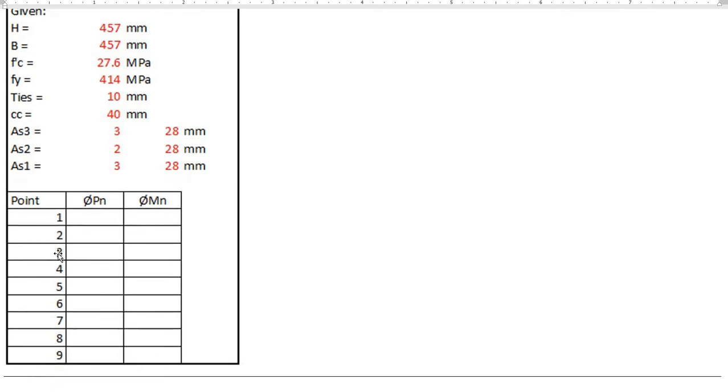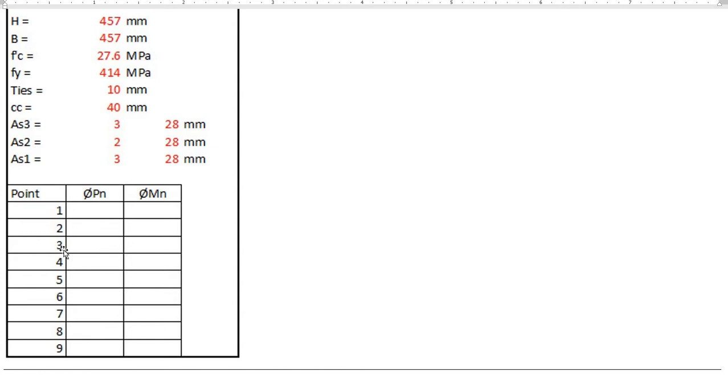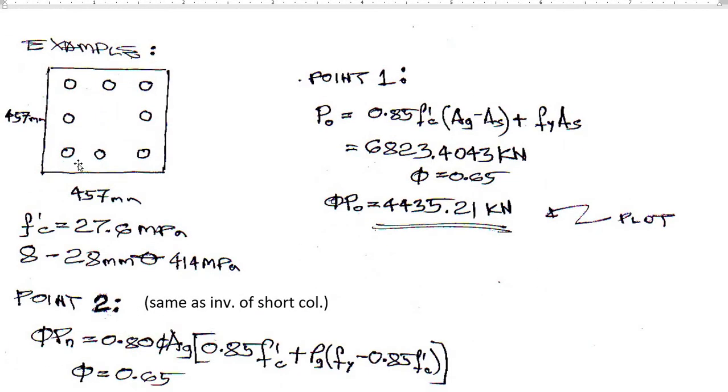Meron tayong plot points. This is now PN and then PMN. Okay, ito yung example. So, point 1, PO is 0.85 F prime C, area gross minus area of steel plus Fy AS. Or that is 6,823 kilonewton. Now, let us solve this using calculator.